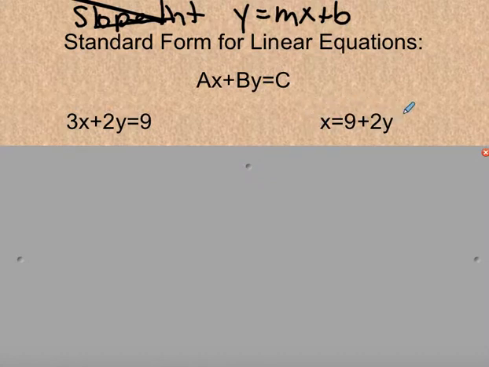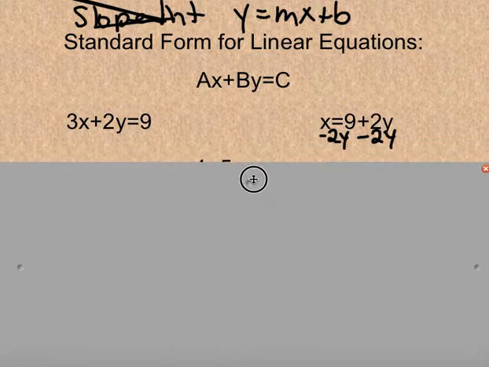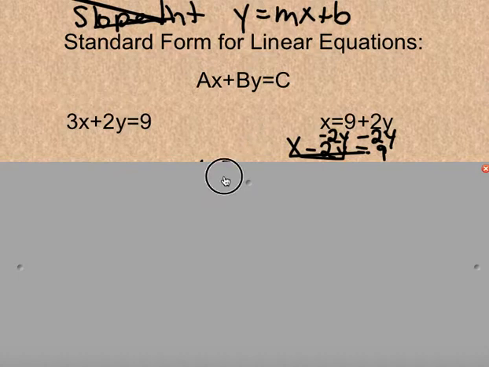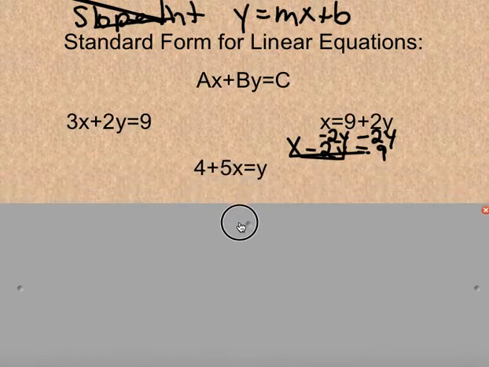So in order to get it there, we would need to move this 2y to the other side by subtraction. Minus 2y, minus 2y. And that would give us a standard form of x minus 2y is equal to 9. Okay, so we can do that. We can move around our variables to make sure that we have our x and our y variables on the left side, our numbers on the right.